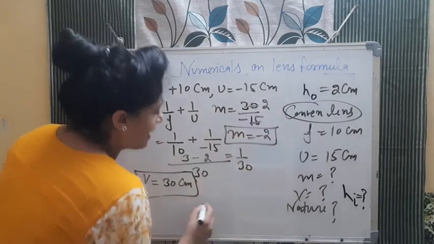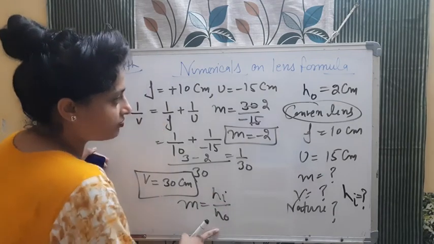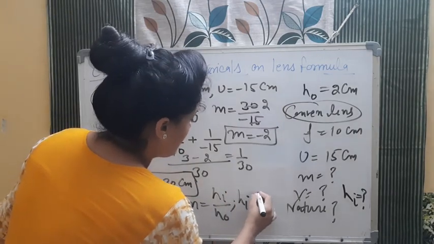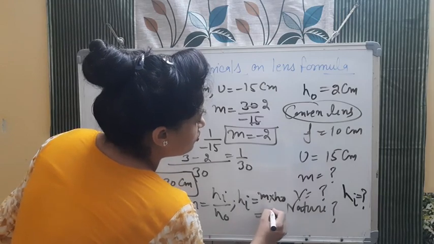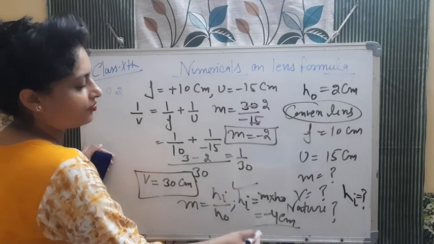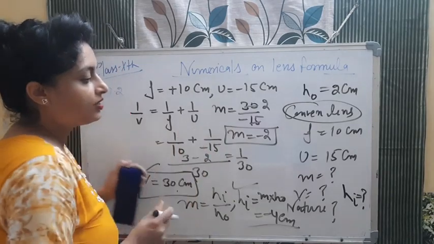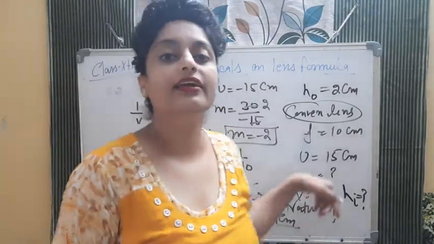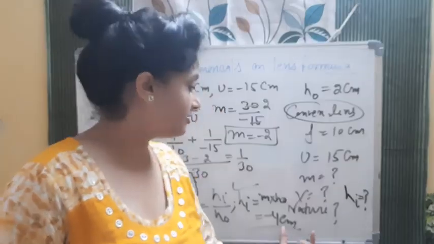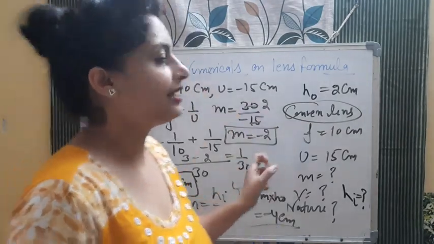Now you all know M is height of image divided by height of object. So height of object we know, 2 centimeter, M we know, minus 2. HI will be what? M into H, that is 2 into minus 2, minus 4 centimeter. So this is the question and we got height of image minus 4 centimeter, V 30 centimeter, magnification minus 2. What is the nature? Real and inverted. And it is enlarged because object size is 2 centimeter, image size is 4 centimeter, so it is enlarged, it is real, it is inverted. These are the characteristics of the image.